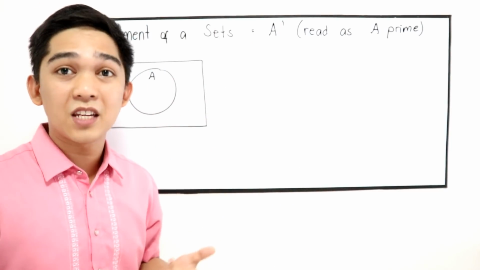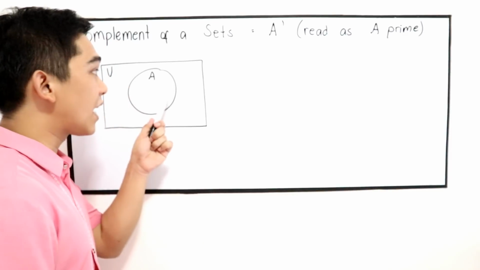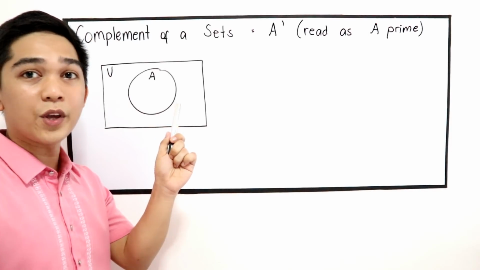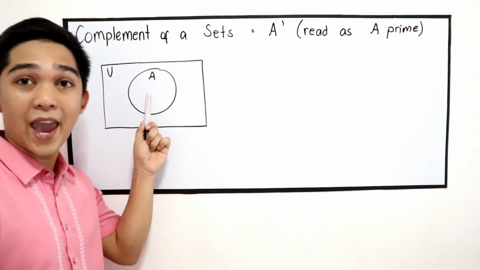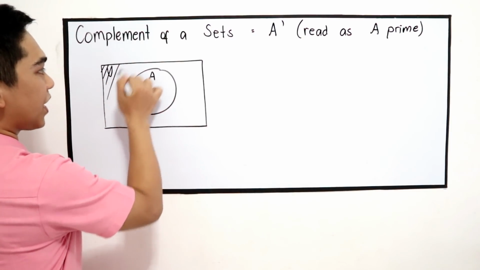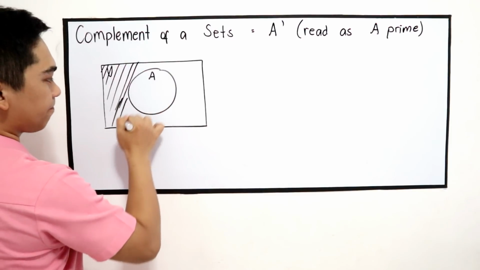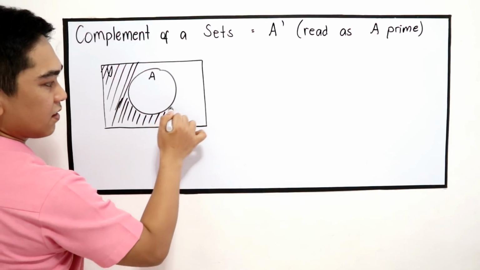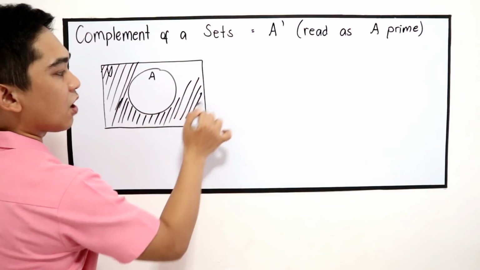If we're going to write in a Venn diagram, not contained in any set. So which part are the complement of A? Outside the circle. So we need to shade outside the circle. So these are the complement of set A.